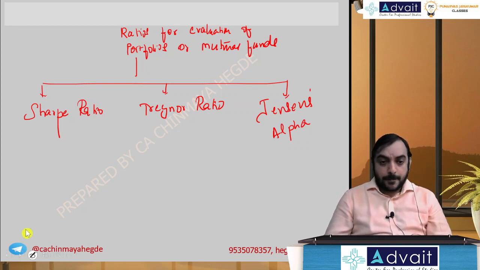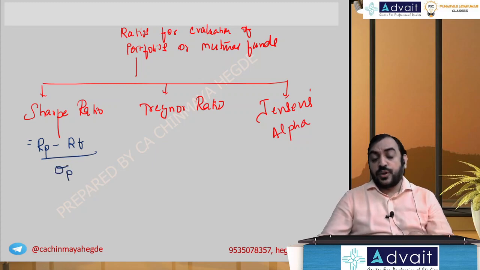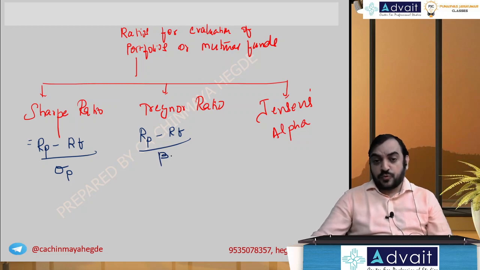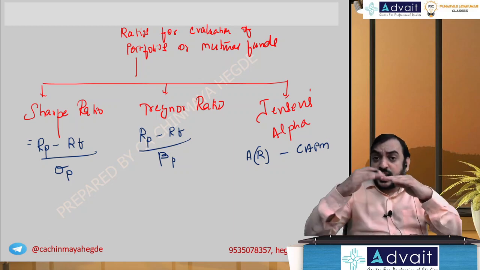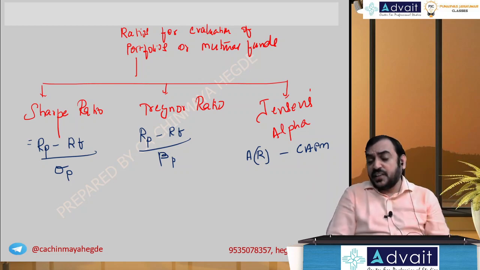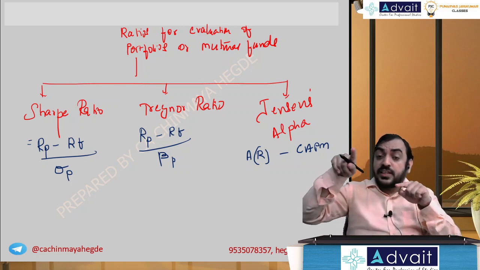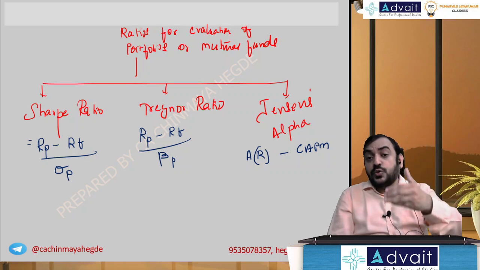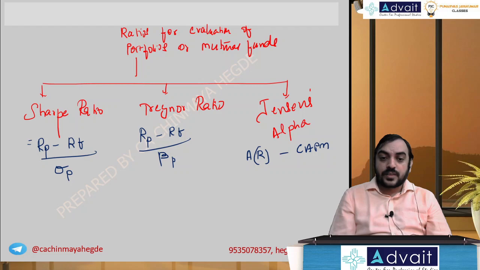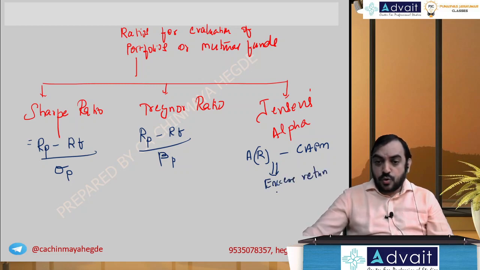Sharpe ratio is given by return of portfolio RP minus risk-free rate RF divided by standard deviation of portfolio or security. Treynor ratio is RP minus RF divided by beta of portfolio. Jensen's alpha is the actual return or average return minus the CAPM return. You remember in the CAPM graph, I told you what comes above the line, that excess is called alpha. Line represents CAPM return. If your average return is above the line, you are getting more return than expected, and that is called Jensen's alpha. So this represents excess returns over expectation.